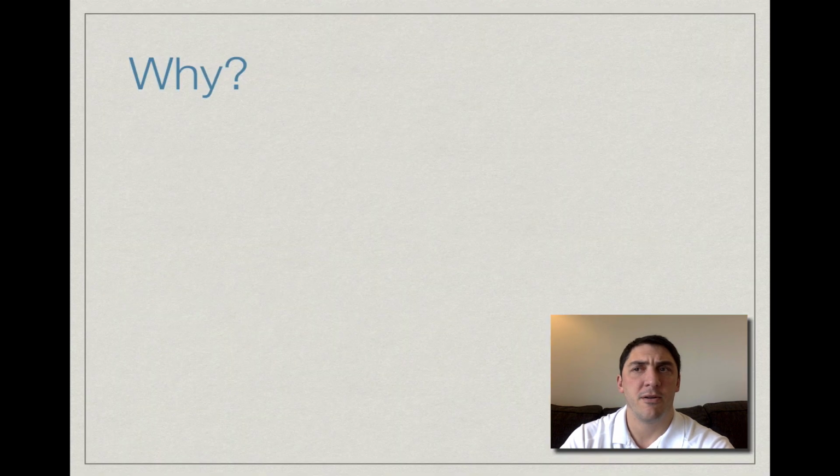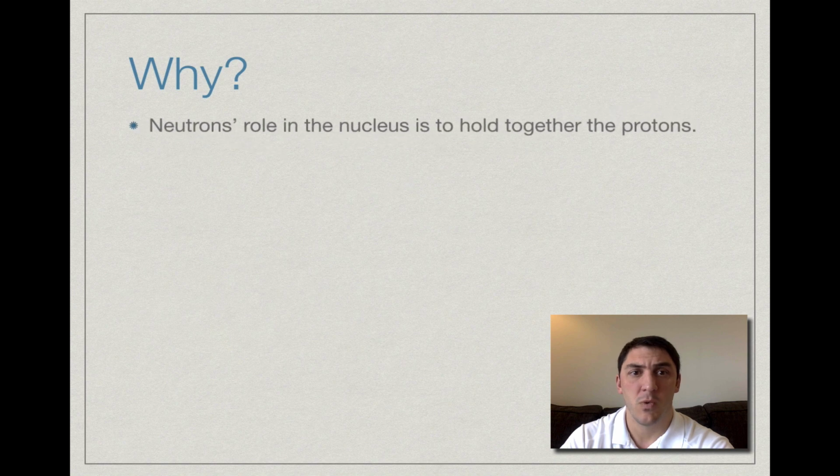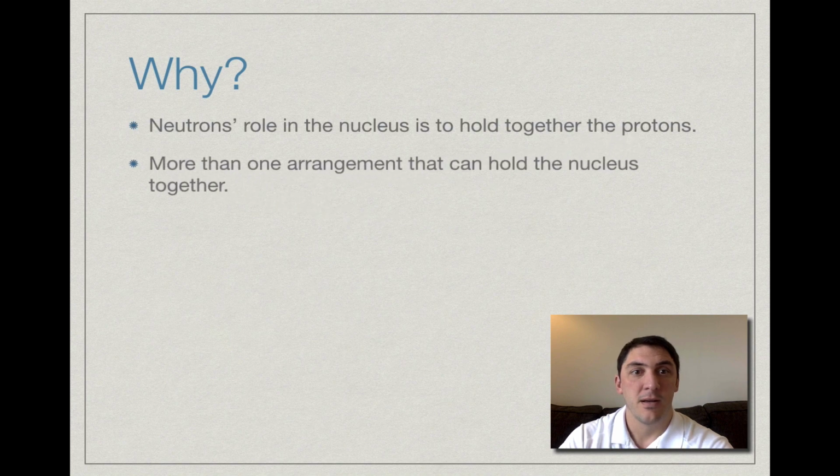Now, why are there different isotopes? Well, the neutron's role in the nucleus is to hold together the protons. I said that previously. And more than one arrangement can hold the nucleus together. You can have more neutrons and still hold a nucleus together. You can have less neutrons and still hold a nucleus together. It's kind of like a person who follows a recipe for baking cookies and somebody who just does it by eye. They're still going to be very good cookies within a certain reasonable amount. They'll still be held together.